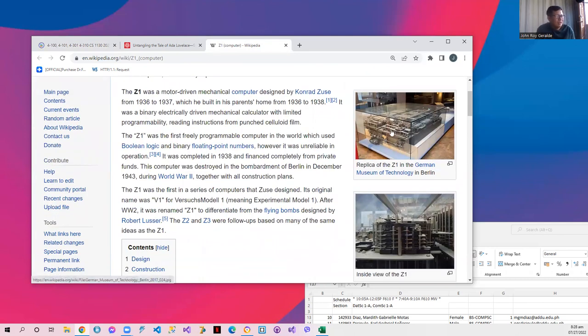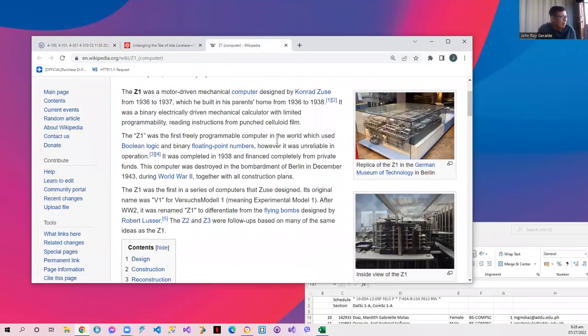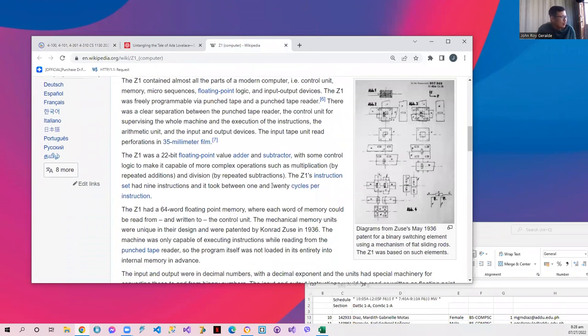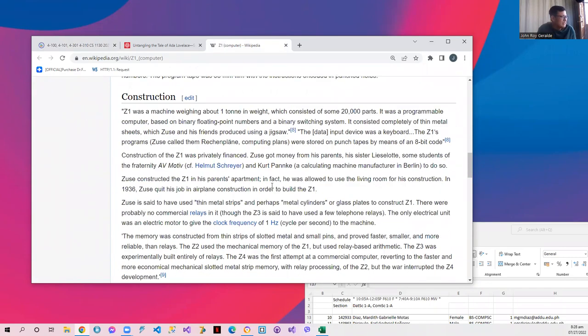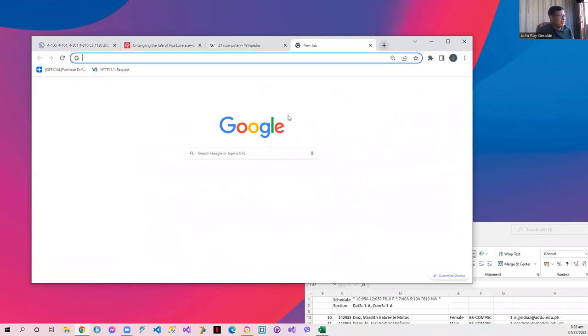This is the Z1. It's a mechanical computer. The Z1 is mechanical, but this is a binary computer. Do you follow? In fact, this is very popular. The sad thing is, we don't have actual documentation on how to program this. Can we have programming the Z1?